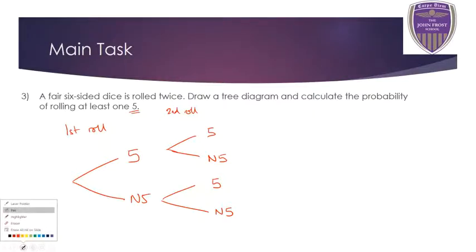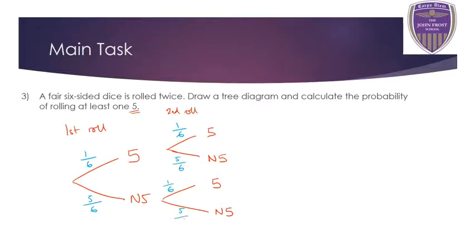Now, same as before, we do the outcomes. So we do the probabilities on each branch. So a fair 6-sided dice, we're talking about rolling a 5. Well, there's only 1 5 on the dice, and it's 6-sided. So that's 1 out of 6, meaning that should be 5 out of 6. Exactly the same now on the next set of branches too.